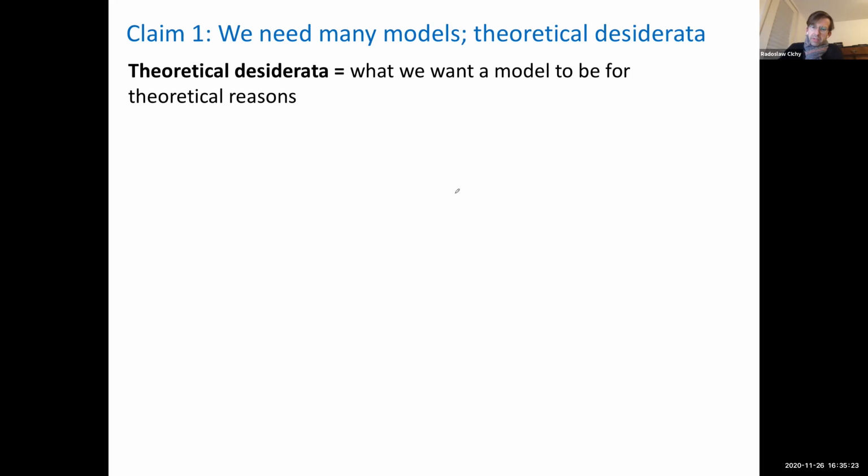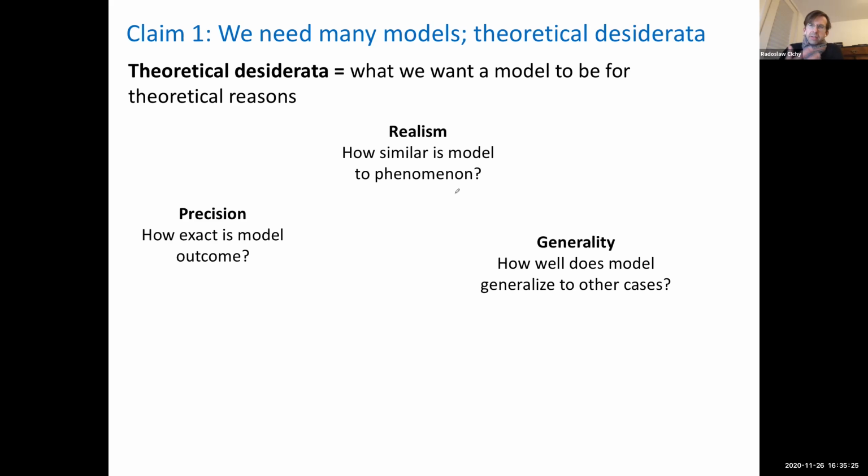And I would like to follow a particular claim that's been made: let's say we want a model to have these particular values. One is precision. A model should be exact in its outcome. So, you put something in, you get something out, and you want it to be as precise as it can be in input and in output. You might also want a model to be realistic, in the sense that it should work similarly to the phenomena that you're trying to model.